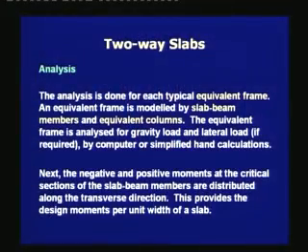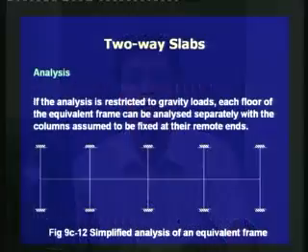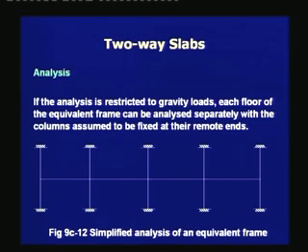Now while building the equivalent frame, we need to define the slab beam member, which are the horizontal members, and the equivalent columns, which are the vertical members. If the analysis is restricted to gravity loads only, then a simplified method of analysis can be followed. In this sketch, we find that the columns are assumed to be fixed to the remote ends.